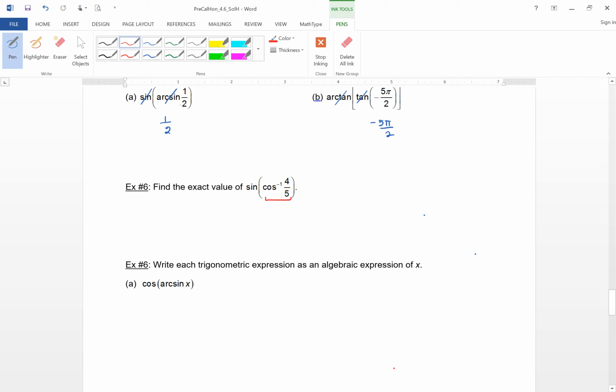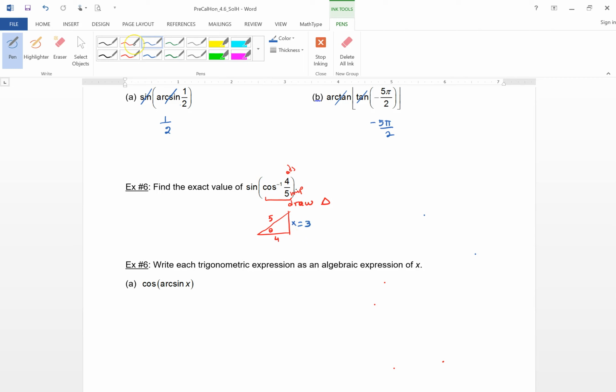Okay, so watch. For this one, what you want to do is start from the inside, right? We always start from the inside and work outwards. For this, you want to draw a triangle. This is theta. Now, what this is saying is there is an angle theta, the cosine of which is 4 over 5. Now, cosine is adjacent over hypotenuse, right? So this is 4 over 5. Now, I want to find x here. How much is x? 3.